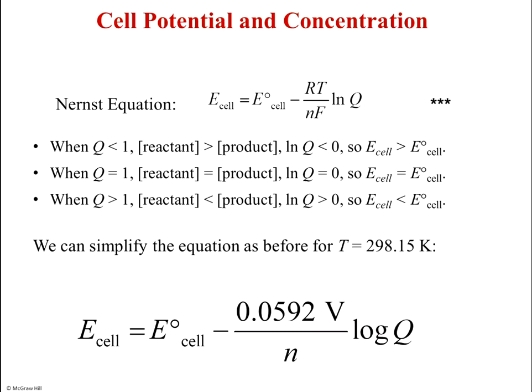All of our concentrations are 1 in that case. When Q is greater than 1, the reactant is less than product. Natural log of Q is greater than 0, so E cell is negative relative to E0 cell. It is less than that value. So the Nernst equation is something we'll use, and it's used throughout electrochemically based chemical sensors or potentiometric sensors, and in lots of other cases. It's a very important equation.